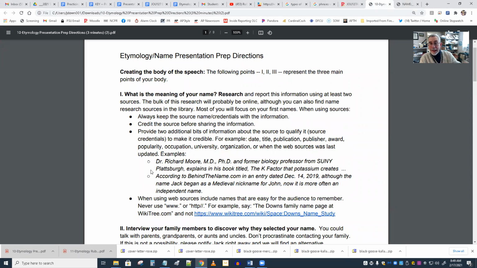So that's actually a lot of pieces of information about that person. It's their name, it's their credentials, it's where they worked, and also it comes from a book. What is the title of the book? That makes it extremely credible. It won't be quite the same for your websites about your name, but it could be.